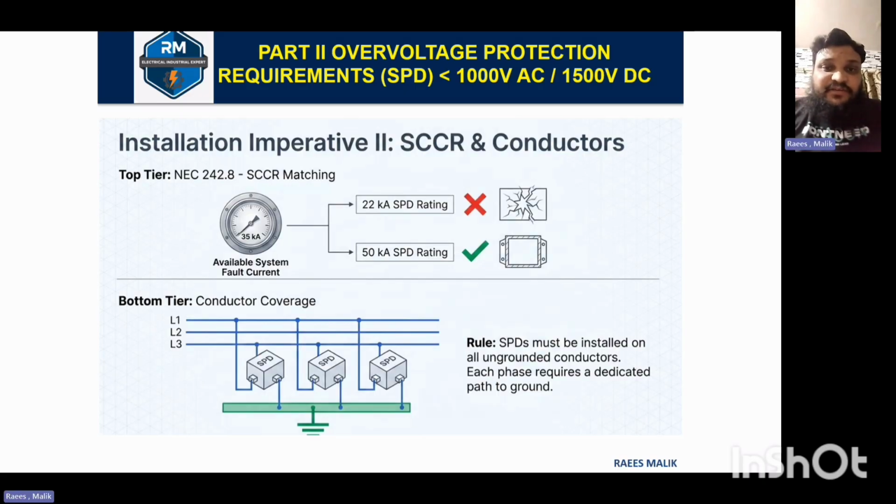The bottom picture shows that an SPD must be connected to all ungrounded conductors. Each phase requires a dedicated path to ground. As shown in the picture, one conductor is connected to each phase, that is L1, L2, and L3, specifically all ungrounded conductors, and the other is connected to the grounded conductor, at the same potential or equipotential surface, and there is no shift of grounding or floating potential.